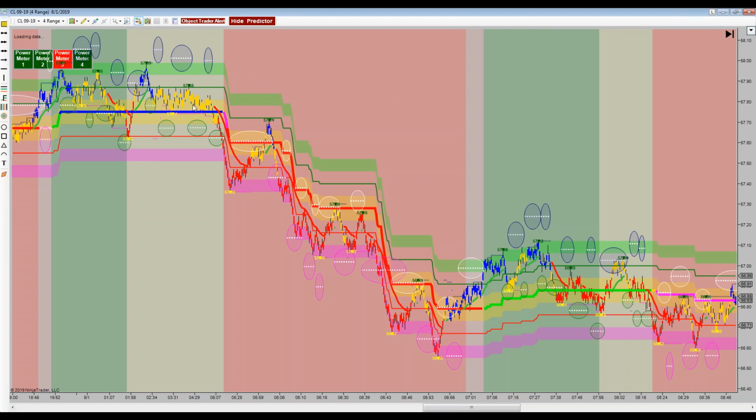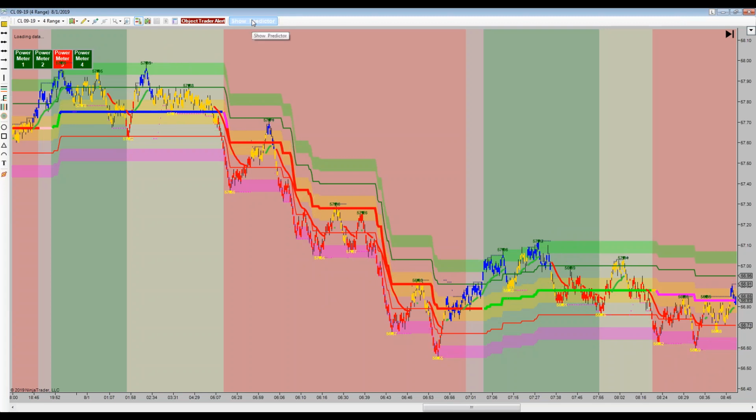So on this 4-range chart here, we have the Viper indicators, which are the background colors, the bar colors, blue, yellow, and red, the predictors, which you see in the live room as well, and power meters, which is the 4 trends on the chart. Every chart has 4 different trends, short to medium to long term. And then we have our alert button here, which can turn on various alerts as to trade type setups.